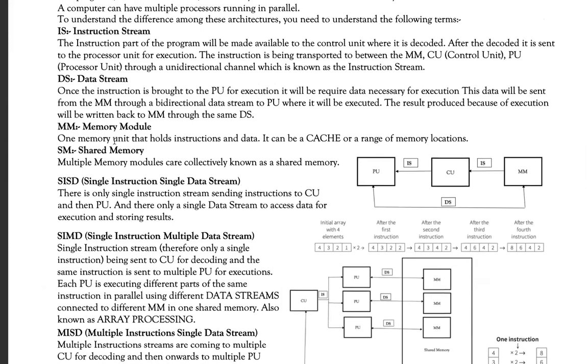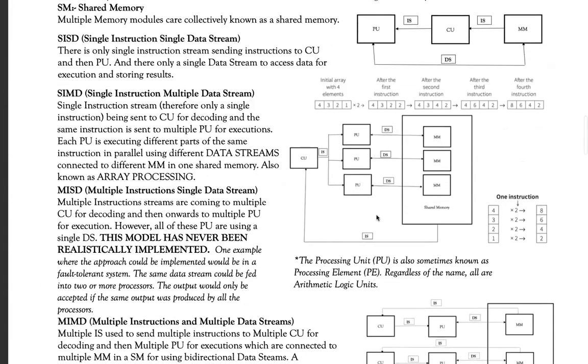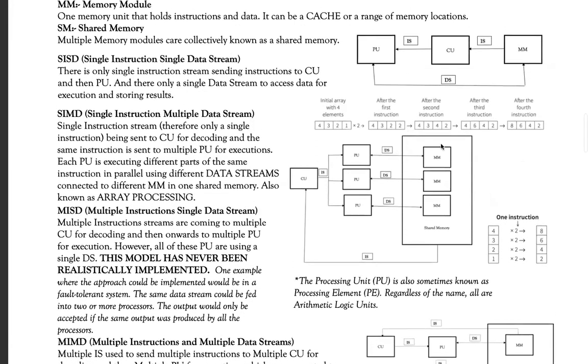Okay, now what is the memory module? As mentioned before, it could be a cache where instructions are residing, or it could be a range of memory locations in my RAM. Basically, it's just a memory unit that holds instructions and data. Then another term we see here is shared memory. Shared memory means that we have many memory modules placed together, and collectively the term assigned to these multiple memory modules is shared memory.